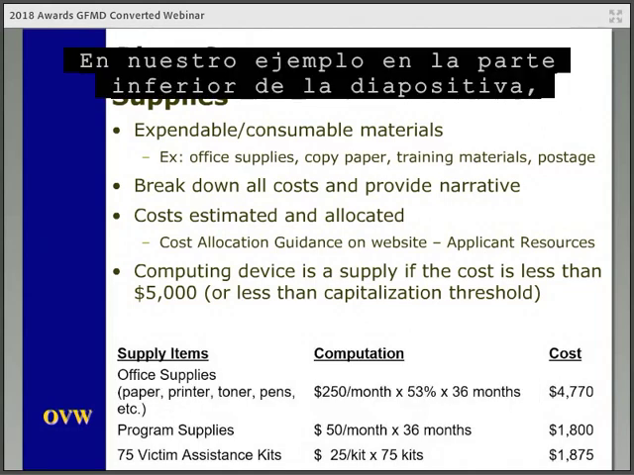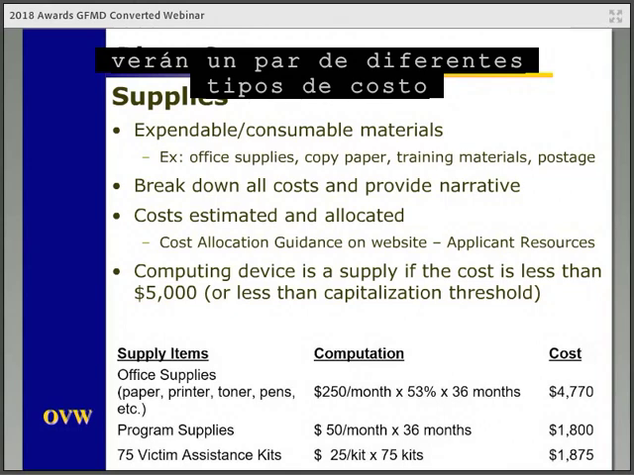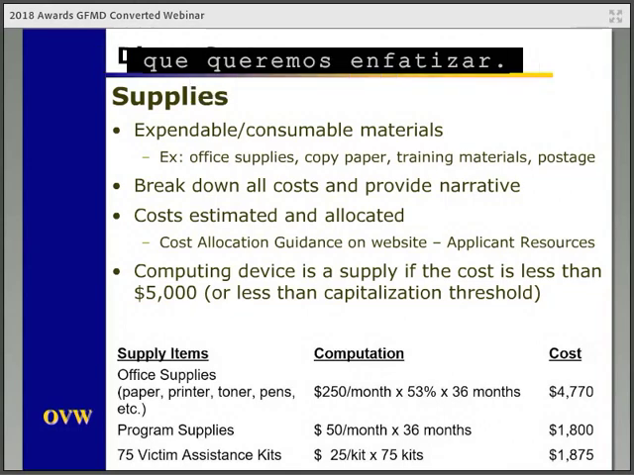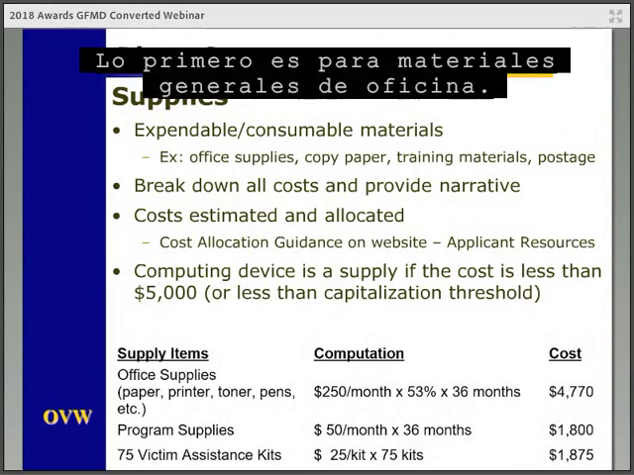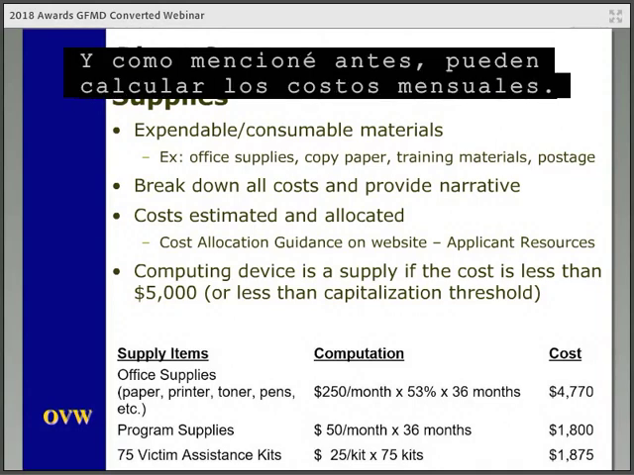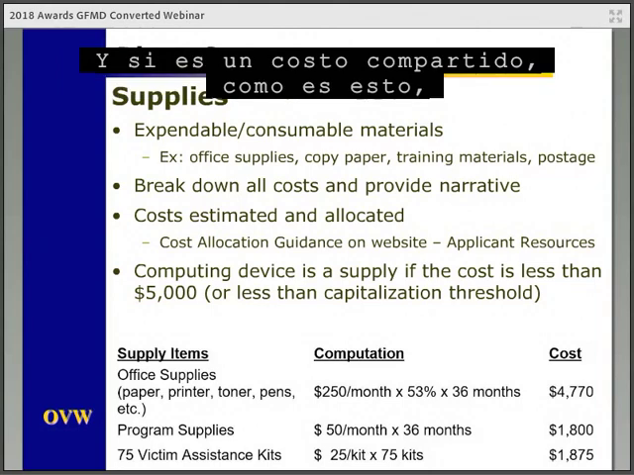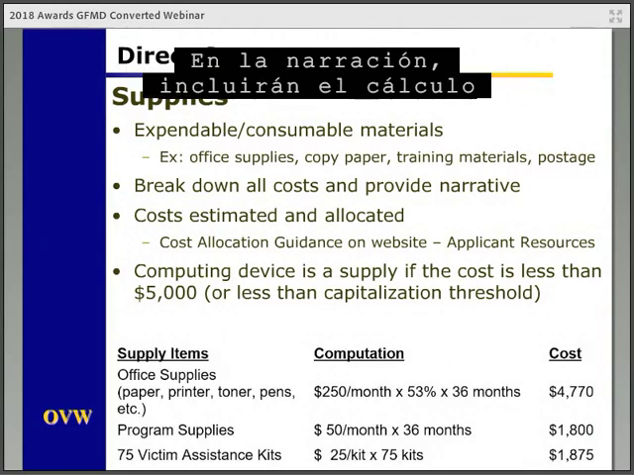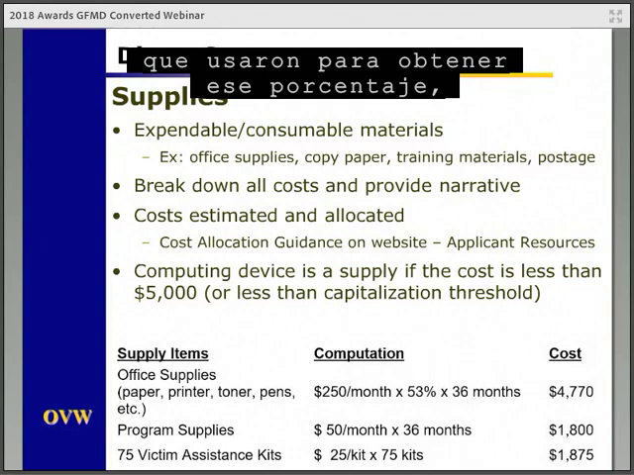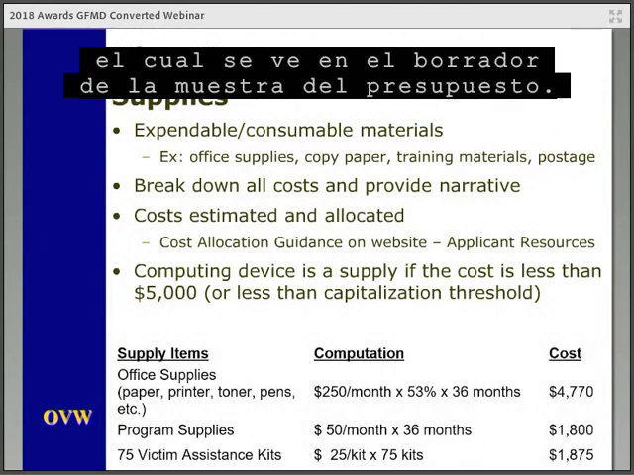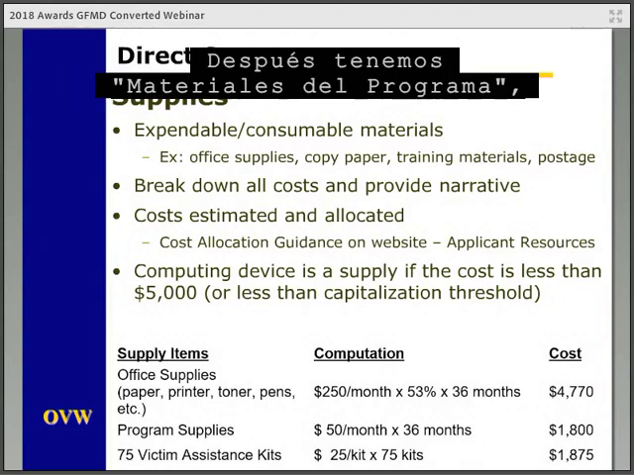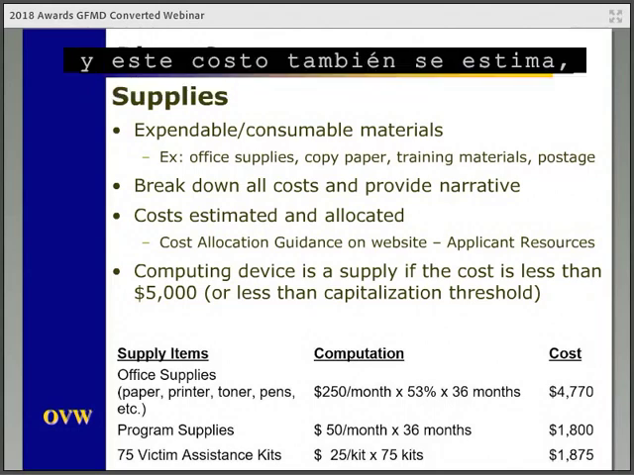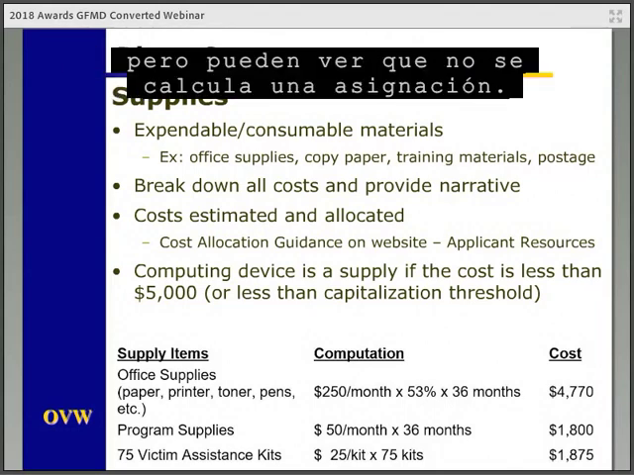In our example at the bottom of the slide, you'll see there are a couple different types of costs that we want to emphasize. First is for general office supplies, and like I mentioned, you can estimate the monthly cost. And then if it's a shared cost like this is, include the allocation percentage. And the narrative is where you'll include the computation that you use to get that percentage, which is shown in the sample budget worksheet.